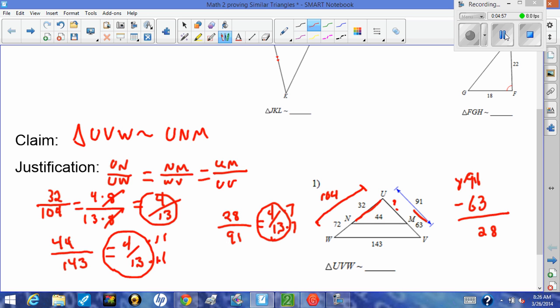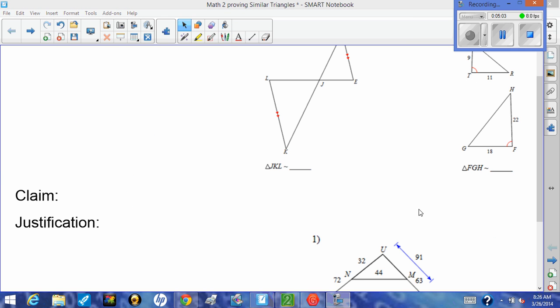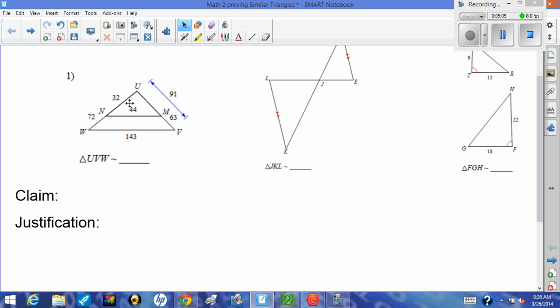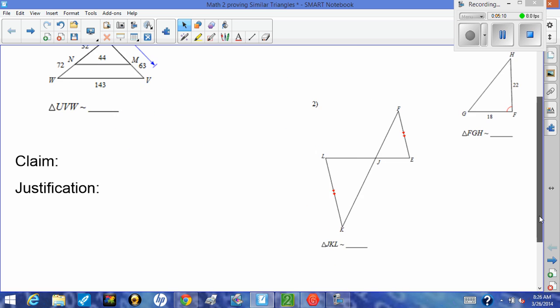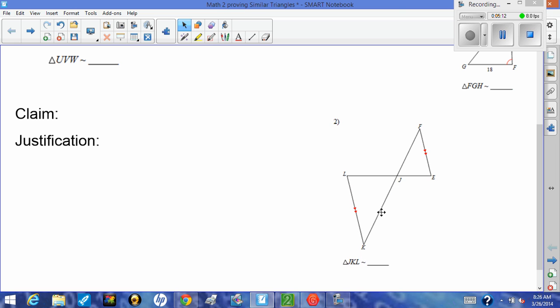Okay, let's move on to the next problem. Okay, the next problem, we're going to look at this triangle here. So let's talk about this one. I'm going to drag it down so we have more room. And I want to prove that these two triangles are similar.